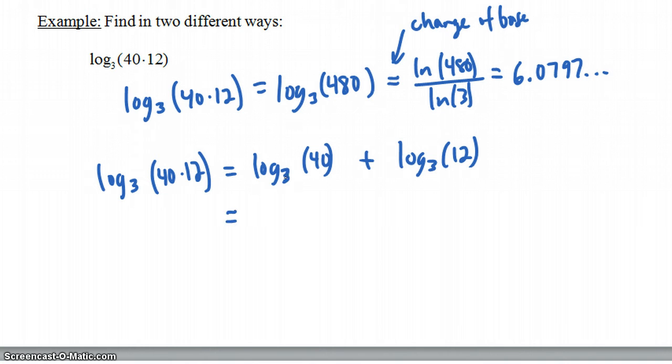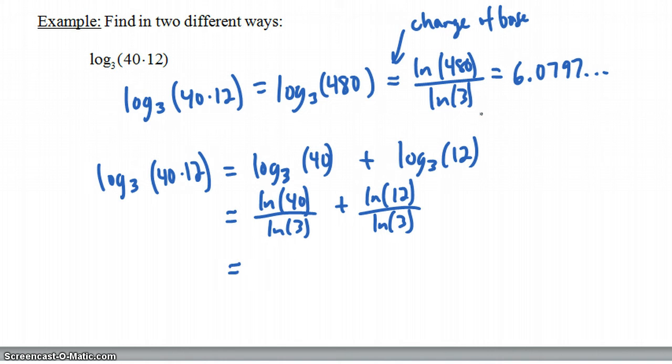Now, how do you figure out log base 3 of 40? Well, do ln of 40 divided by natural log of 3. And then same thing over here, do natural log of 12 divided by natural log of 3 to figure out what log base 3 of 12 is. Now, notice log base 3 of 12 would be a little bit bigger than 2, right? Because 3 to the second power is 9, but 3 to the third power would be too big. And this would be 3 point something. But it turns out when you add them up, and you can try this on a calculator, plug these in, you're going to get the same answer, 6.0797.